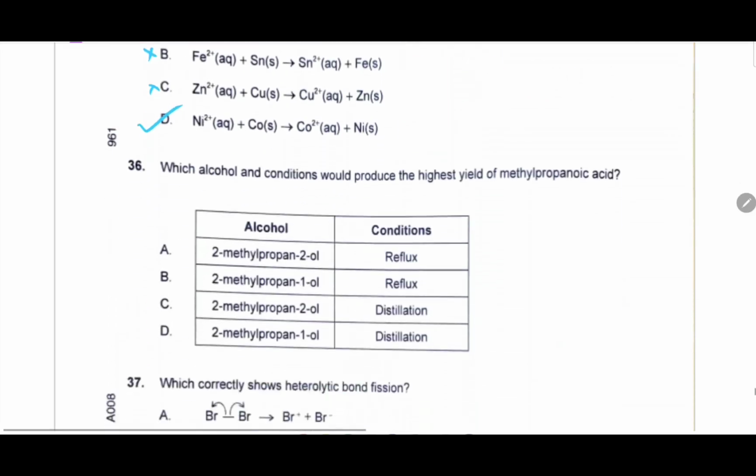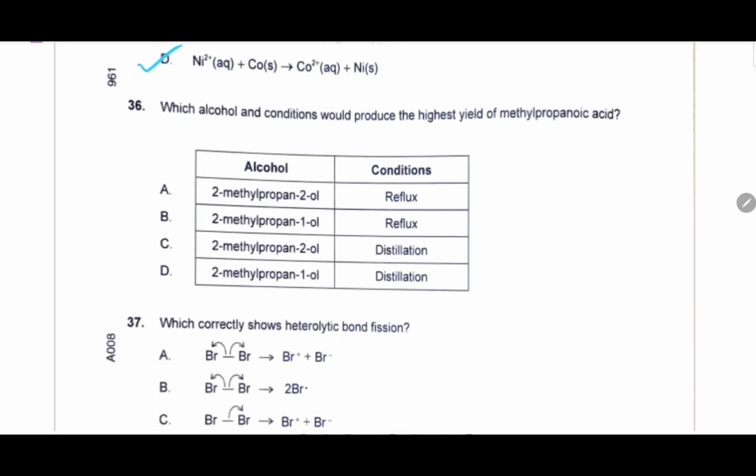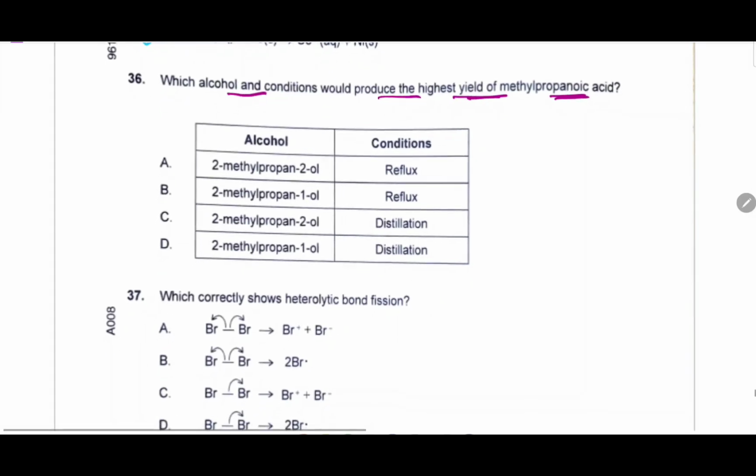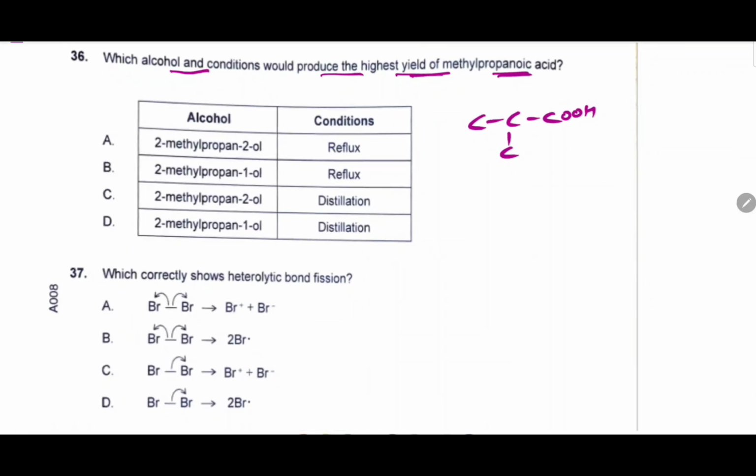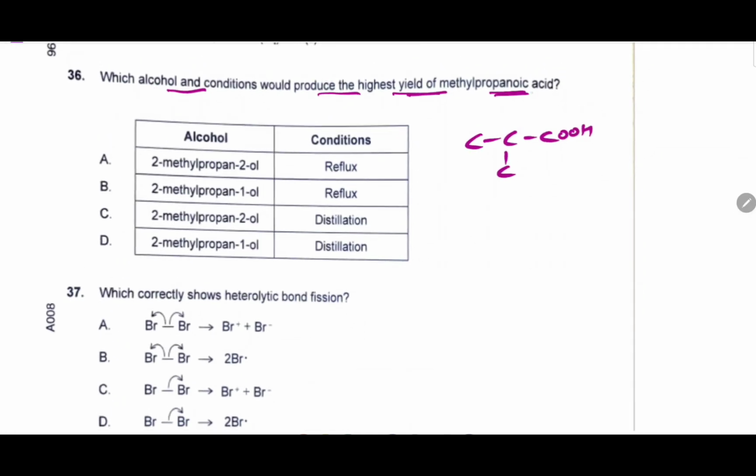Question 36. Which alcohol and conditions would produce the highest yield of methyl propanoic acid? We want to prepare methyl propanoic acid. Okay, what is methyl propanoic acid? This is methyl propanoic acid. Whenever I want to prepare an acid from an alcohol, I have to reflux. My first answer should be reflux. Reflux is answer A or D, either of the two.